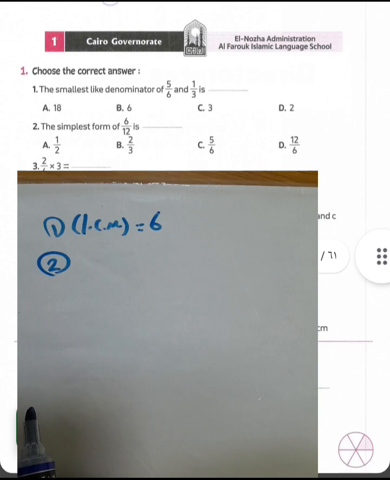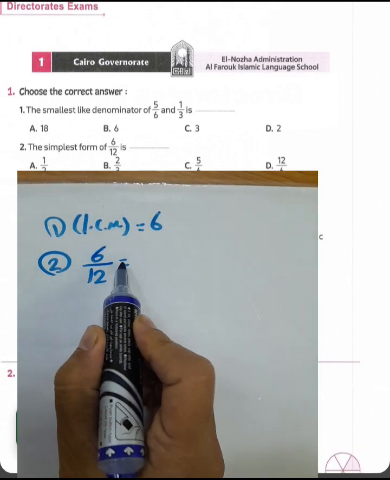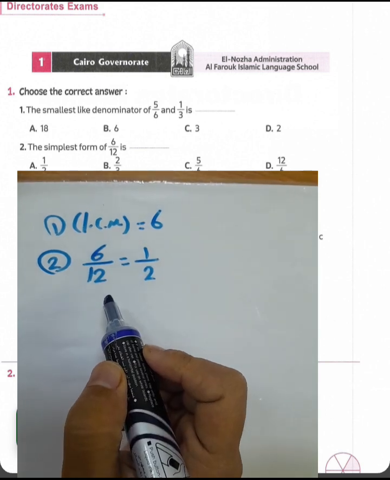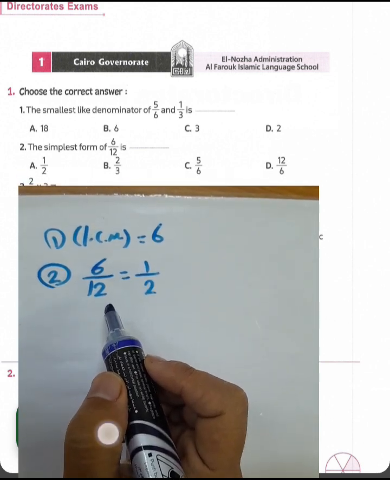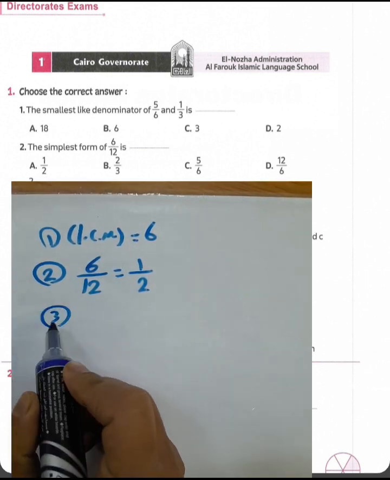Question number 2. The simplest form of 6/12 will be 1/2, because 6 is half of 12. Question number 3.